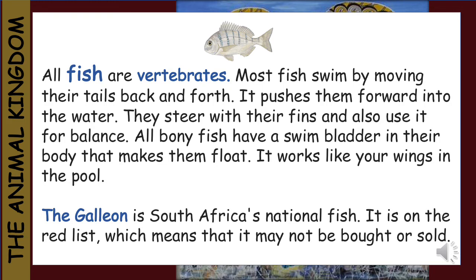All bony fish have a swim bladder in their body that makes them float. It kind of works like your wings in the pool. The galjoen is South Africa's national fish. It is on the red list, which means that it may not be bought or sold.